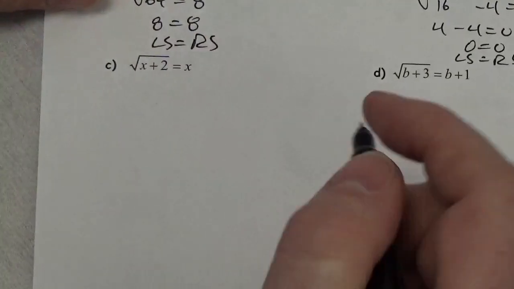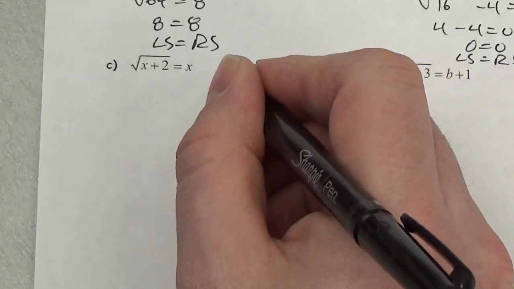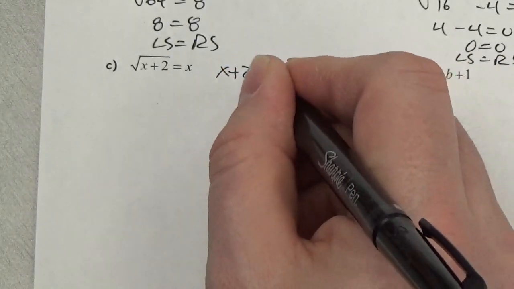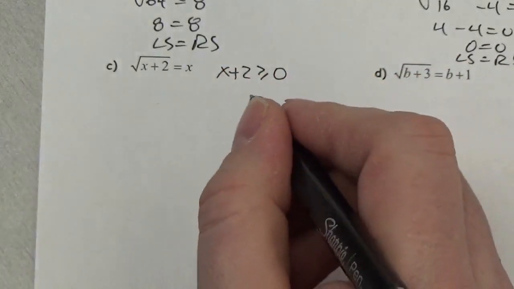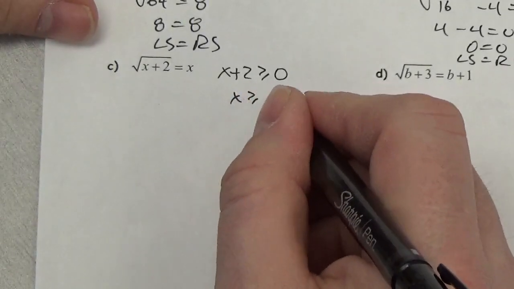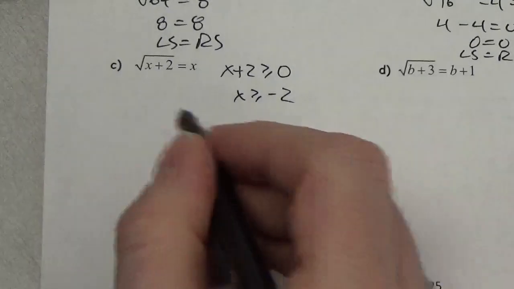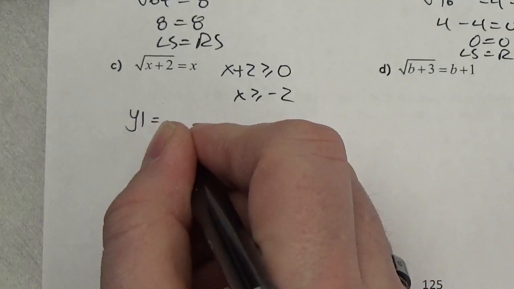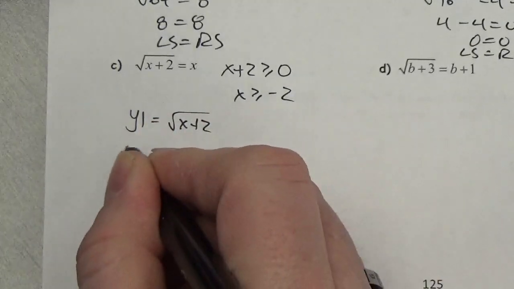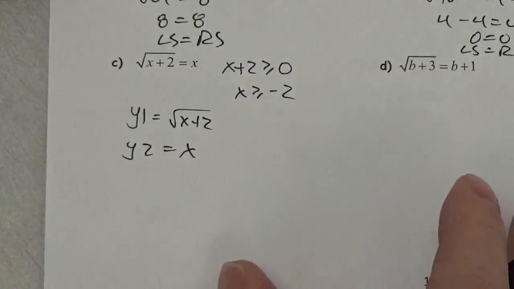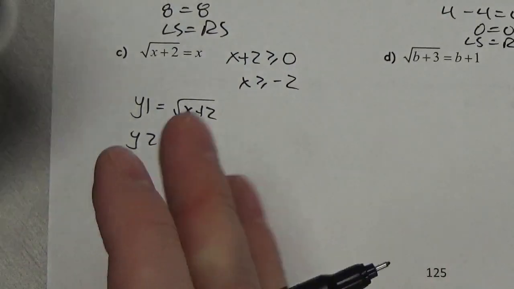So let's just take a look at what happens when I use my calculator. So again, x plus 2 has got to be greater than or equal to 0. If I move the 2 over, I get that x must be greater than or equal to negative 2. Okay? So now, I'll split this up. y1 is equal to the square root of x plus 2. y2 is equal to x. And I want you to see what the graph looks like here.